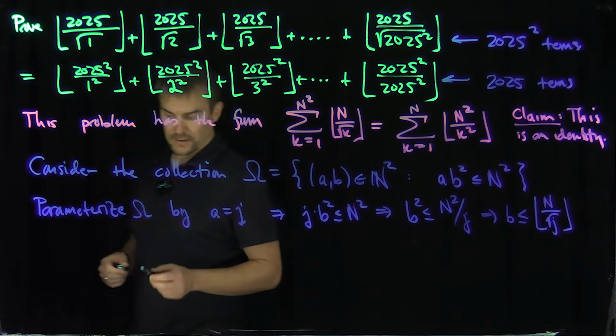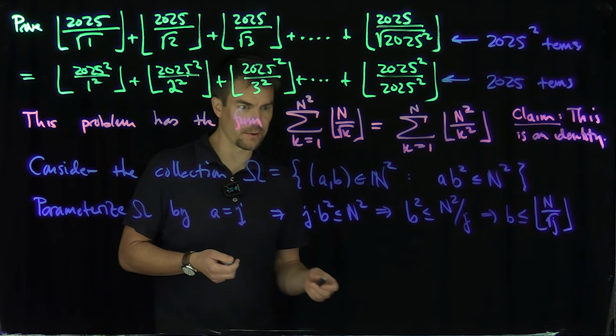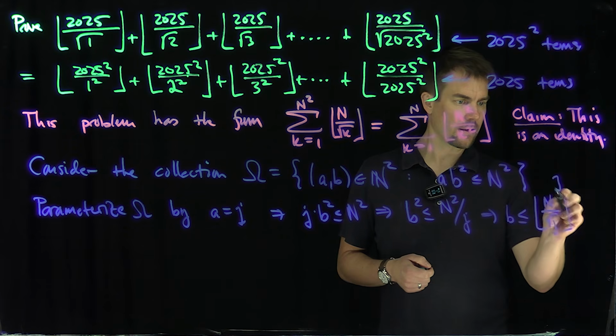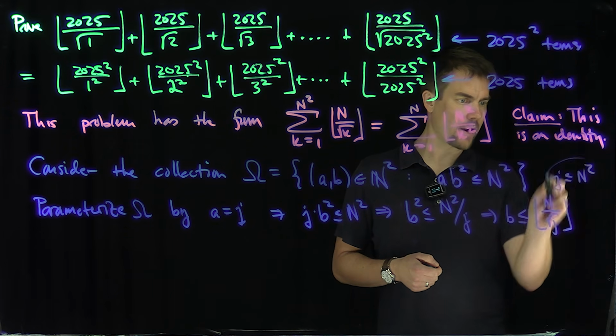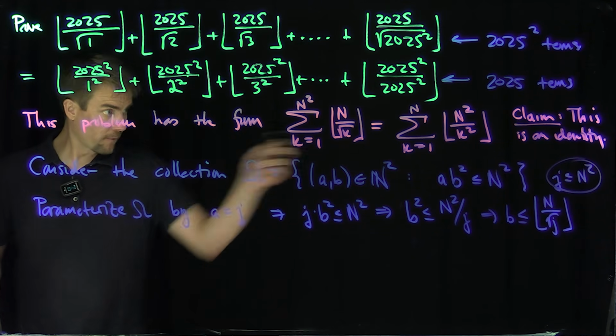Good. And so j is less than or equal to n squared, right? This is true for j less than or equal to n squared, okay? So in other words, the cardinality of omega is given by that first formula.